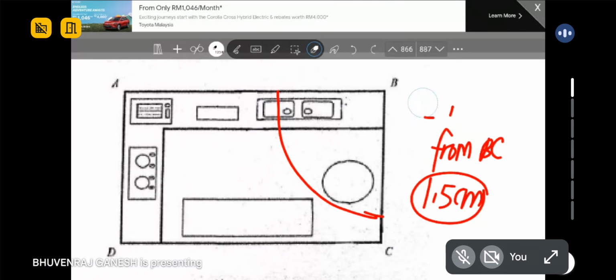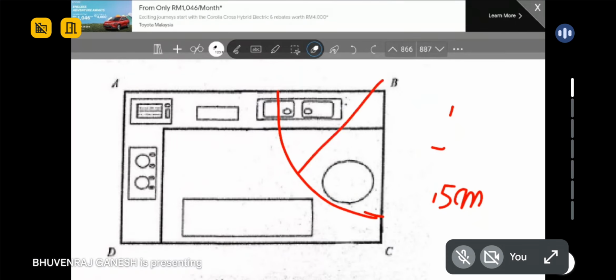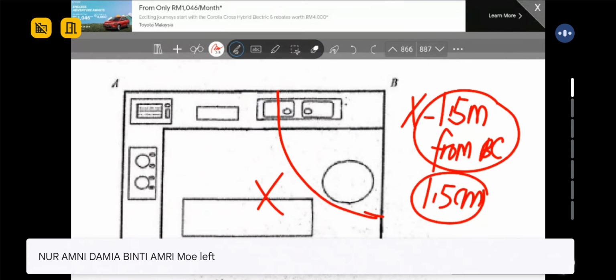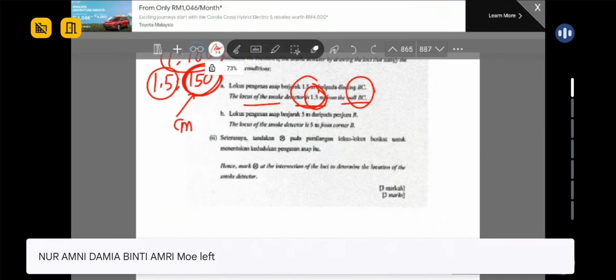Sebab soalan kata lengkok X, locus X tu adalah dari BC. 1.5 meter dari BC. Faham tak? So kamu kena hubungkan B dan C lah. Okay? Faham? Okay? 1.5 meter dari BC. Itu adalah locus X. Okay? So kamu label X lah untuk yang ni. This is X. Okay? And then Y. Macam mana nak dapat Y?